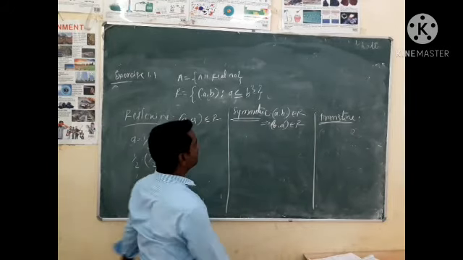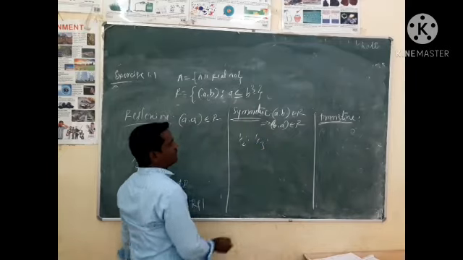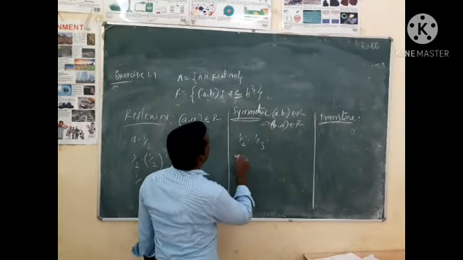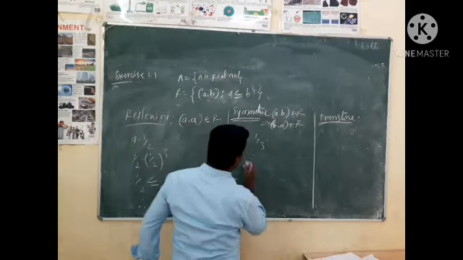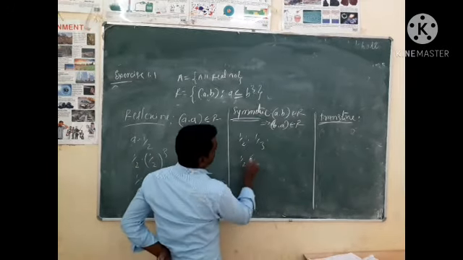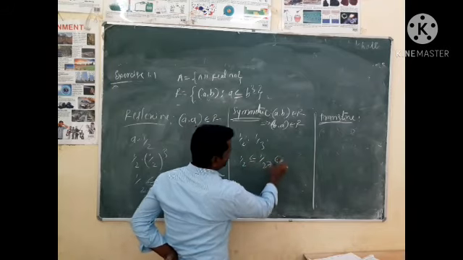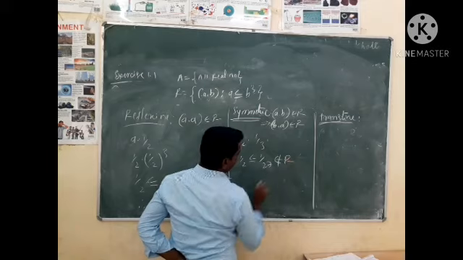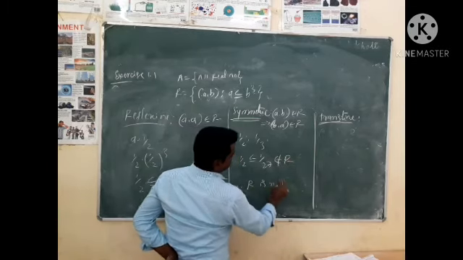Next, symmetric: (1/2, 1/3). See here, 1/2 is less than or equal to 1/27, which does not hold, so it does not belong to R. Therefore, R is not symmetric.